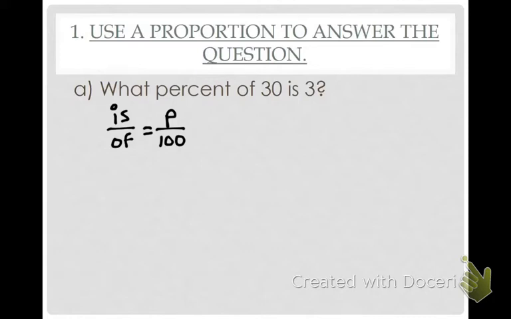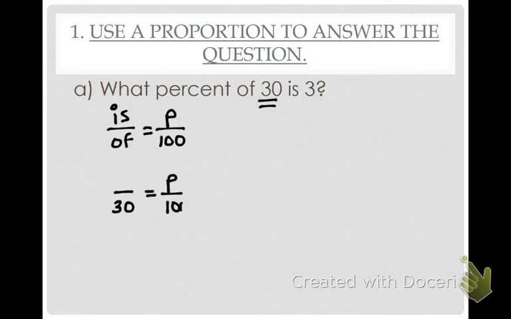So it asks me what percent of 30 is 3? If you look at your notes, what is the of going to be? Look at your definition right there beside the word of. What does it say? Read me the definition. What number follows the word of? 30. Okay, so instead of this of right here, I'm going to plug in a 30. So something over 30, because it says of 30, equals P over 100.